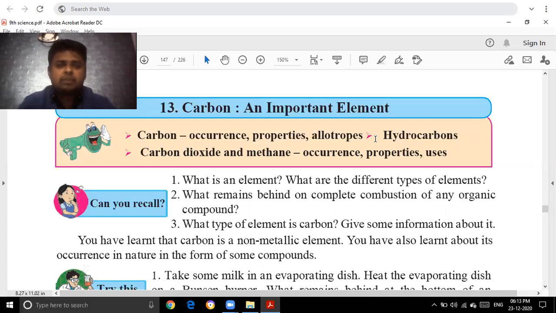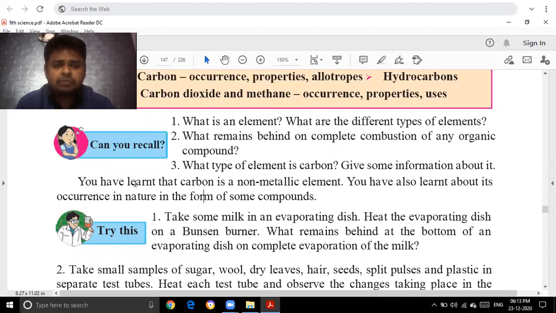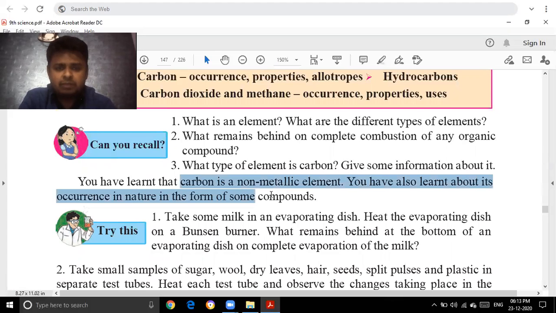and other things. So what remains behind on complete combustion of any organic compound? So when any organic compound, if you take and you burn it, then what happens? Only carbon remains behind. So what are the different types of elements? So different types of elements, they are metals, non-metals, metalloids, and carbon is a non-metal. So here you can see, carbon is a non-metallic element. You have also learned about the occurrence of nature or form of different forms of carbon. So remember this, it is a non-metal.